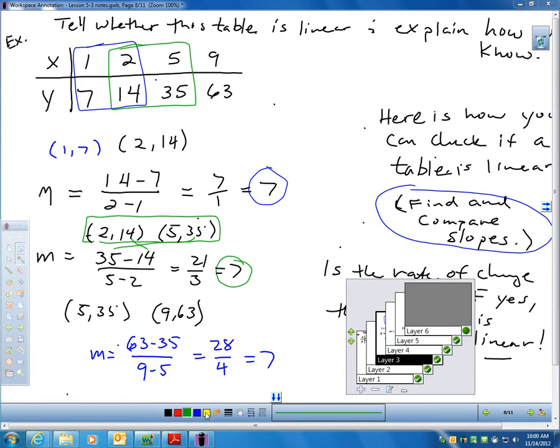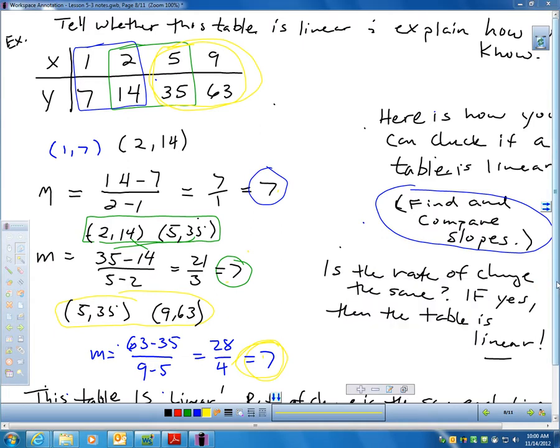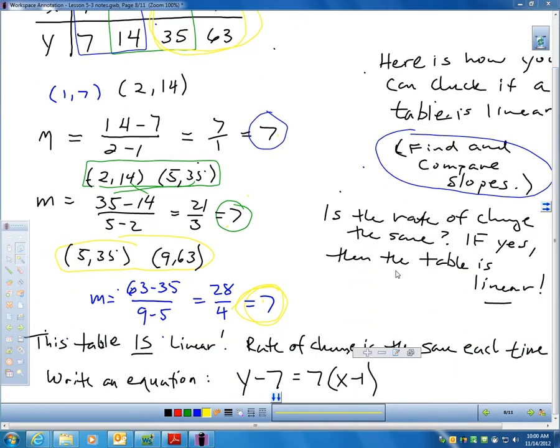Let me go to my third set of points right here. You can see those third sets of points. I'm finding my slope. I found out the slope is 7. Do you notice how the rate of change is always the same? This table is definitely linear. Okay, my rates of change, my slopes are always the same.